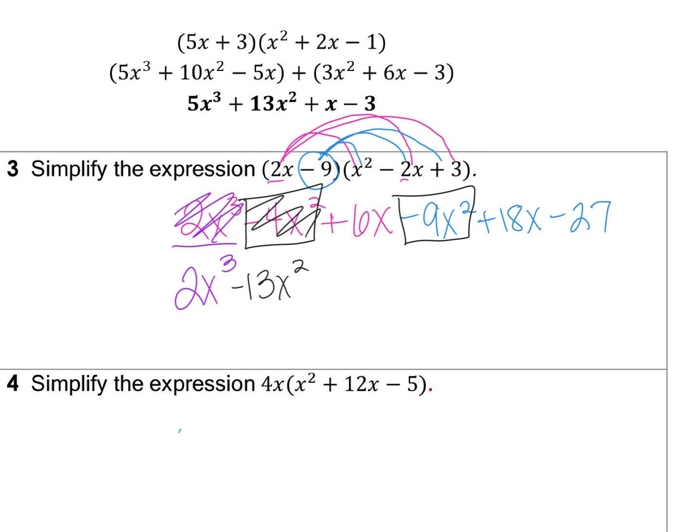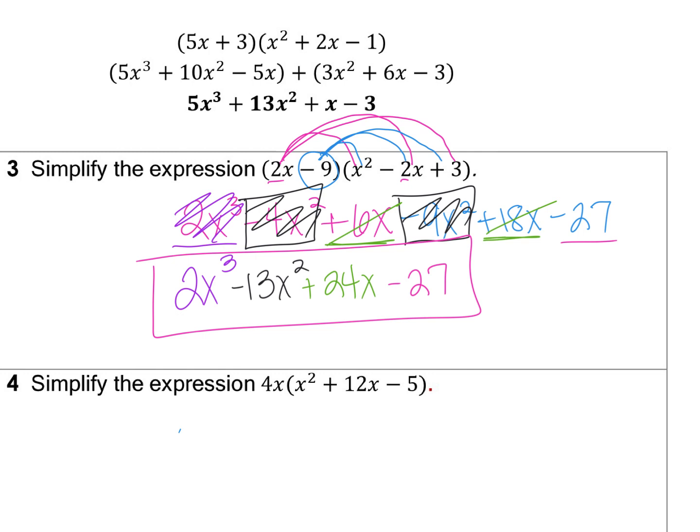So those are combined. Next, I would go to the x's, so positive 6x and positive 18x, which would make 24x. And then I have the last term, which is just negative 27. So there would be my final answer. So this is multiplying. So it's like distributing, but you're having to distribute multiple terms.